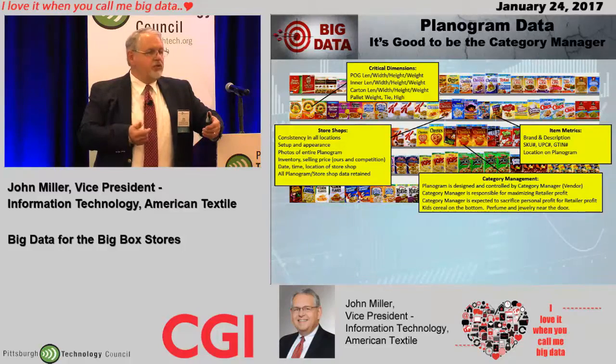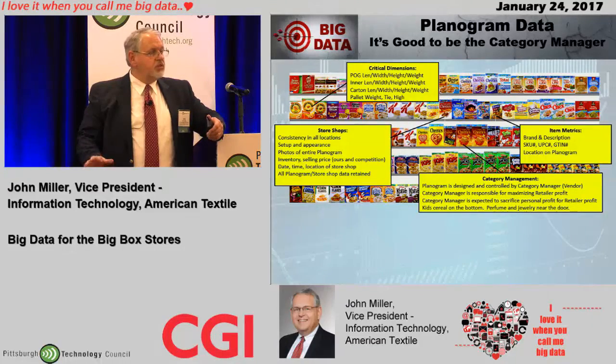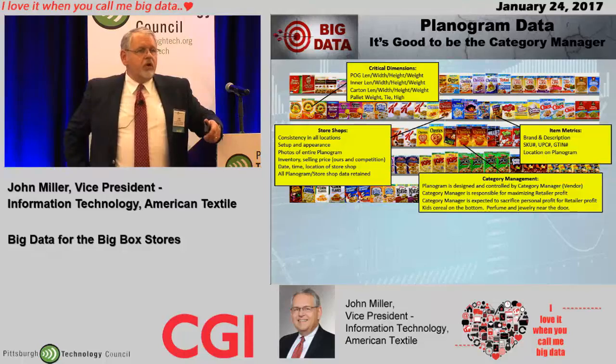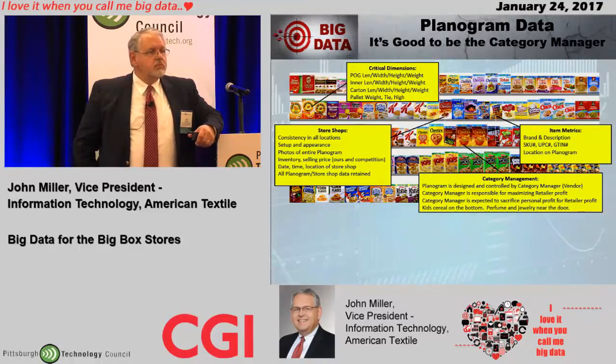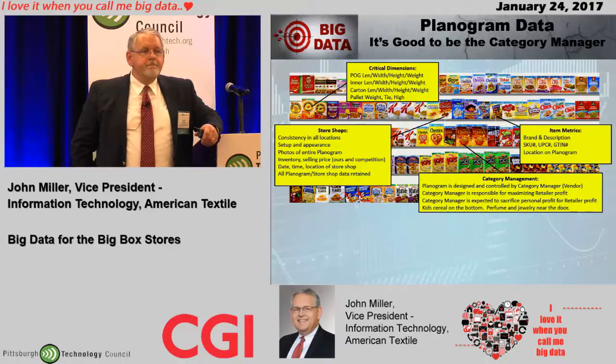That's the good news. The bad news is we are responsible for maximizing the revenue to the retailer for our category. So if one of our competitors' products are selling better than ours, we have to move them into a more prominent place, and we have to move ours down, which was kind of crazy to me. But as long as we are category managers, we will always have product placement in the stores. So that's the advantage. Why do you put kids' cereal on the bottom? And that's where the kids are. Why do you put perfume and jewelry near the door? What's that?